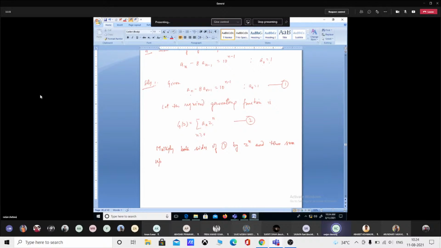Since a_0 is given, we have to sum from n equal to 1, to infinity. So what will we get? Sum of a_n z^n, minus 8 a_{n-1} into z^n.